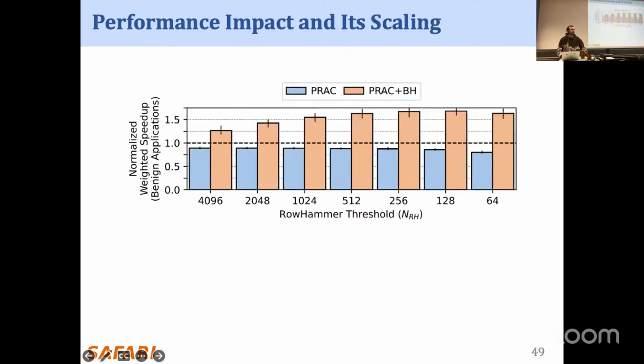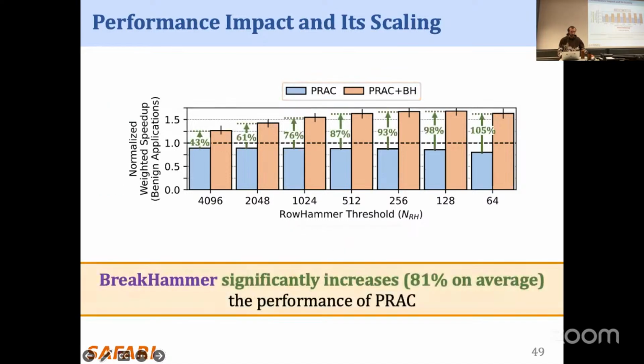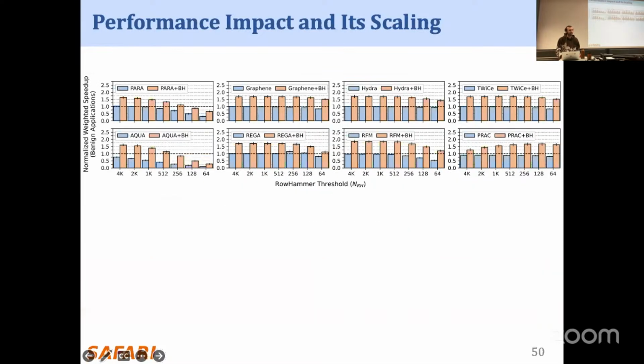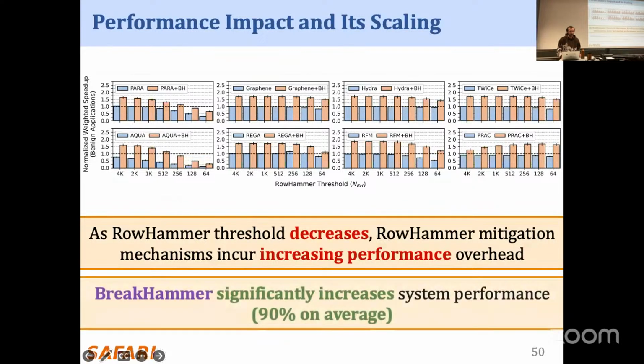We evaluate reduced memory latency's impact on system performance. Here, the x-axis is the decreasing RowHammer threshold, the y-axis is the weighted speedup of benign applications normalized to a system with no RowHammer defense, and each bar identifies a mechanism without or with BreakHammer. From our PRAC results, we see that BreakHammer significantly increases system performance. And when we look across all mechanisms, we make 2 key observations. First, as the RowHammer threshold decreases, RowHammer mitigation mechanisms incur increasingly large performance overheads, and combining them with BreakHammer significantly increases system performance when there is an attack.